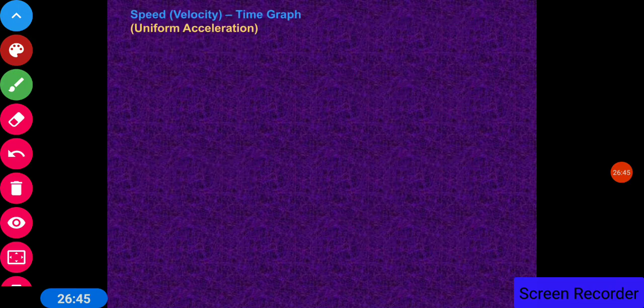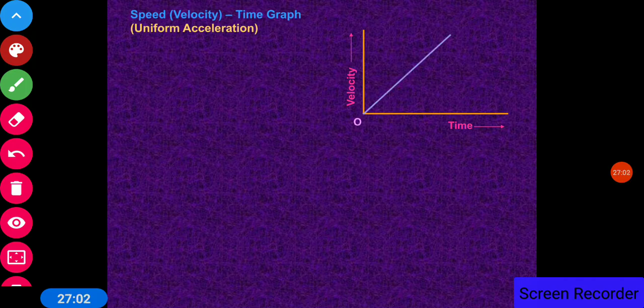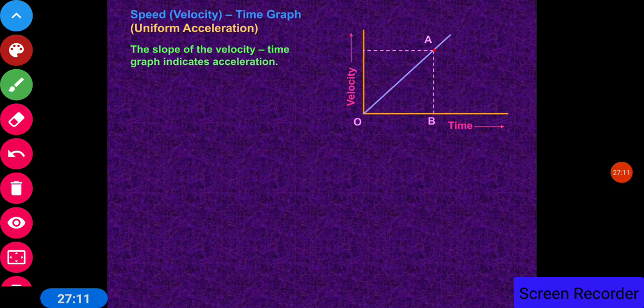Now, speed velocity time graph. Time axis, velocity axis, origin, and this line shows uniform acceleration. OB, A. So the slope of the velocity time graph indicates acceleration.